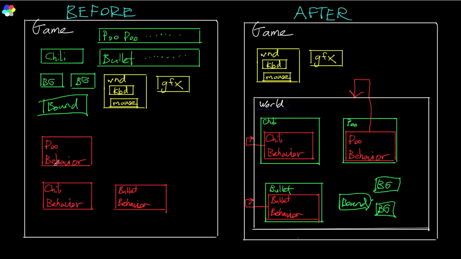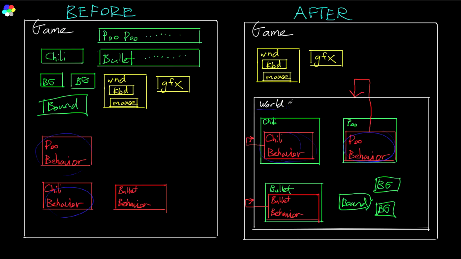Now, reason number two is right now the poo behavior is part of the game, and the chili behavior is part of the game, but I want chili and poo to own their own behavior, to be responsible for the behavior of themselves. And in order to do that, chili and poo are going to have to be aware of the world. They're going to have to be able to see the world. So I'm going to basically have to pass them a reference to a world object, and then they can query into that and get information and act accordingly.